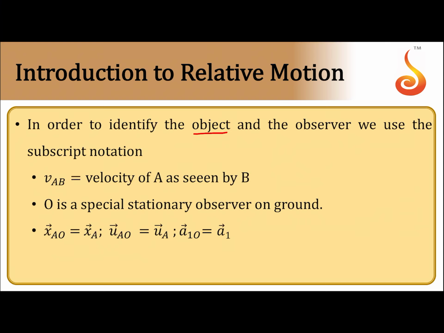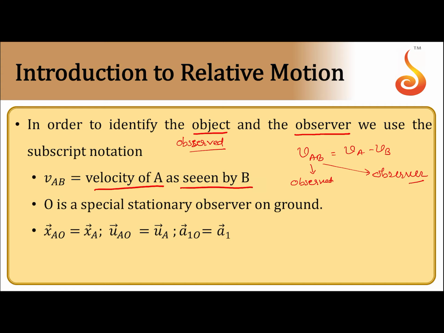In order to identify the object and the observer, or observer and the observed, we use the subscript like this. We say VAB, this is VA minus VB. Here A is the observed, B is the observer. So, this VAB tells it is the velocity of A as seen by B, or relative velocity of A with respect to B. So, the observer is B here.